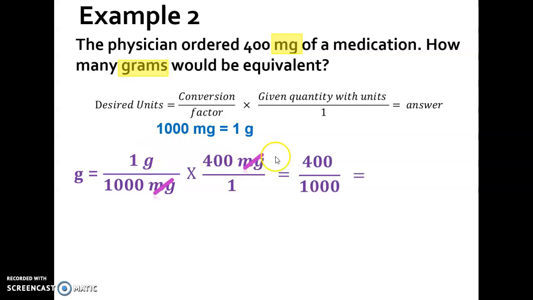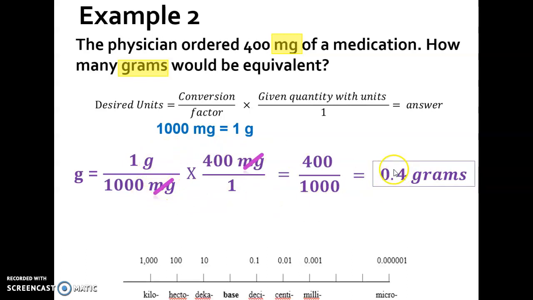Once you're convinced that you've got the right setup, then you can multiply the top. 1 times 400 is 400. 1,000 times 1 is 1,000. And now you can divide. 400 divided by 1,000 should give you 0.4 grams. So that's how you do dimensional analysis with these metric conversions.